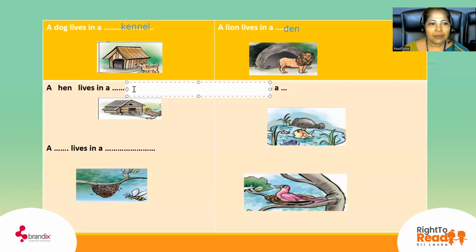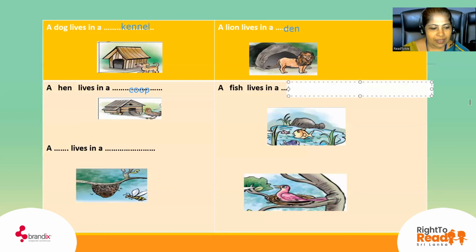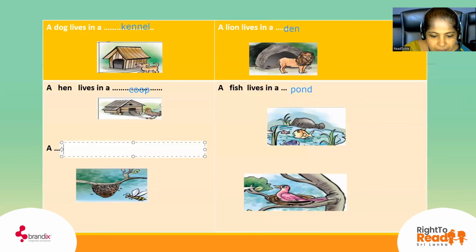Then, what is this? Read it. A hen lives in a? Where? Coop. Spell the word coop. C-O-O-P. Coop. A fish lives in a? Say that to me. What is the word? Pond. P-O-N-D. Pond. And what is this? We have two blanks here.